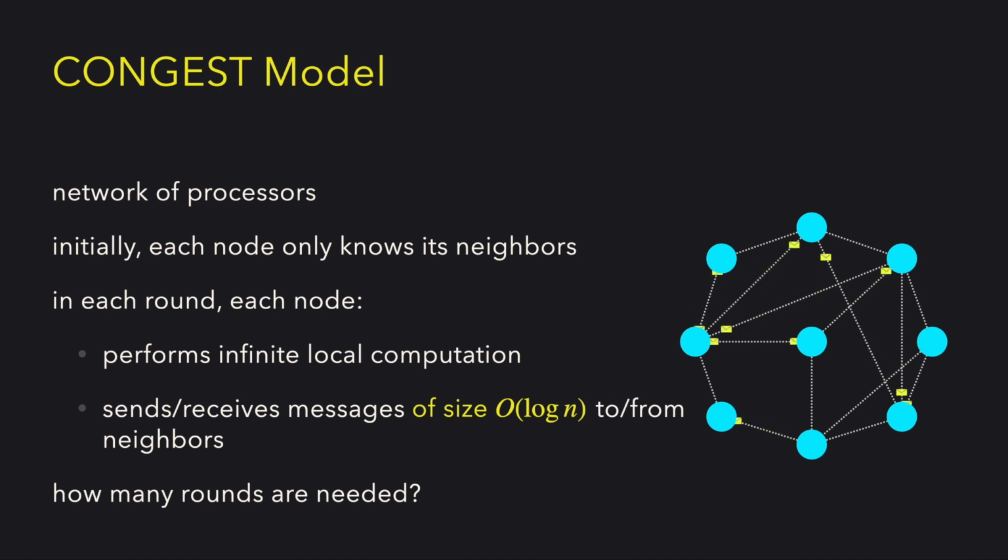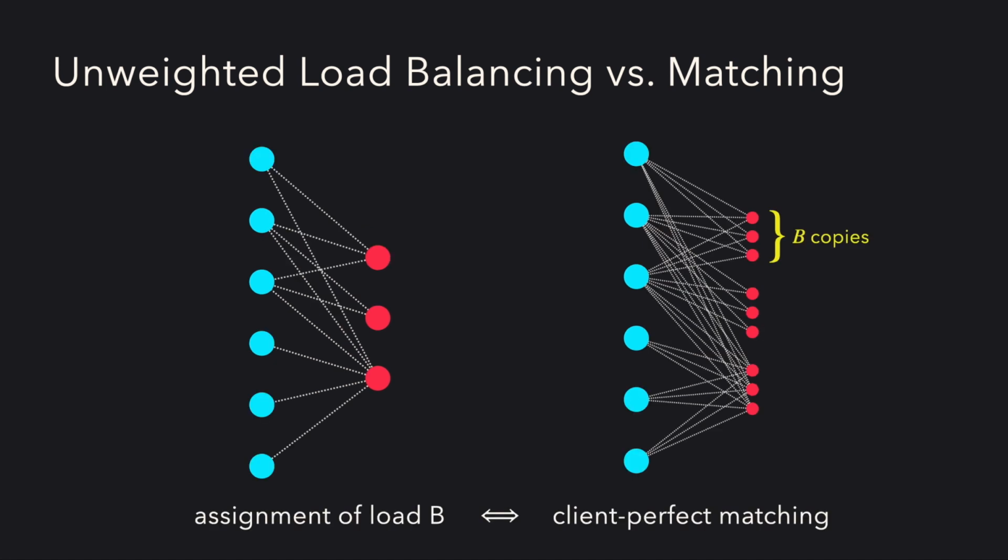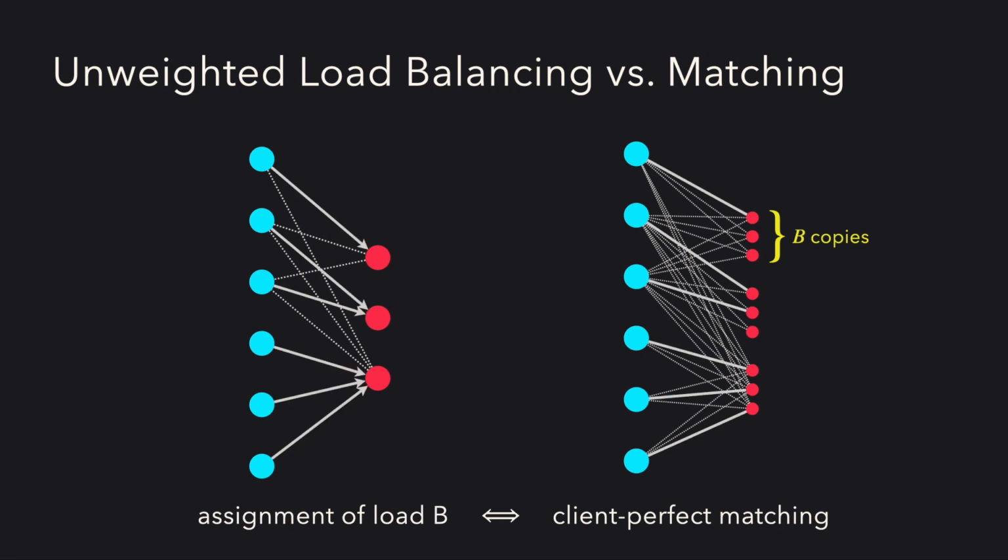Let me conclude this introductory section by briefly contrasting the unweighted load balancing problem with the maximum cardinality matching problem. Notice that asking whether a graph has an assignment of load 1 is equivalent to asking whether its maximum cardinality matching matches all of the clients. I'll call such a matching client perfect. More generally, an unweighted graph has an assignment of load B if and only if this blown up graph, where I've duplicated each server B times, has a client perfect matching.